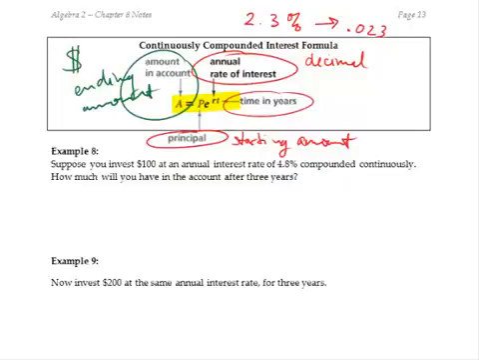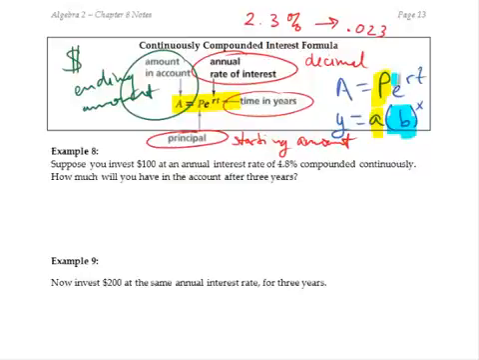Now, this formula, A equals P E R T, is actually the same as your exponential formulas. So this is y equals a times b raised to the x. So your a value out in front is like your p value.